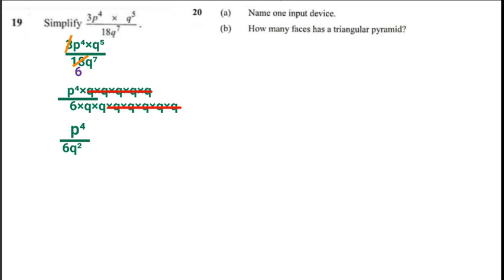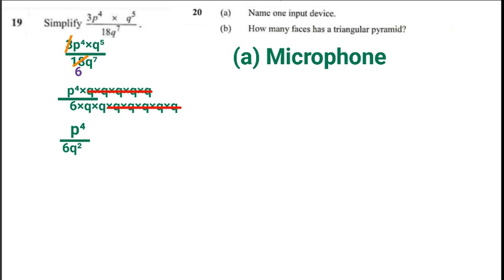Now we can come to question 20, which is: name the input device. The input device that is in a computer. What do we use to put information or data in the computer? One of the examples is the microphone. There is a scanning machine, there is a keyboard, there are a lot of input devices, so you can go with microphone.